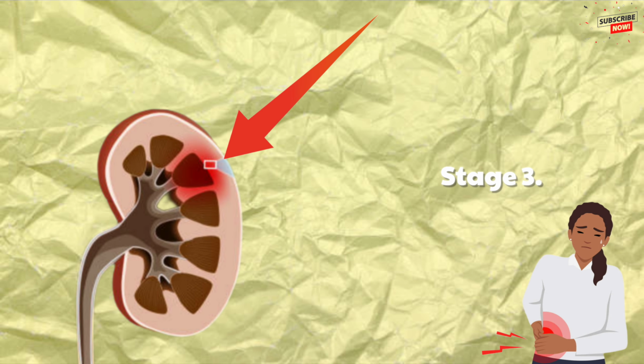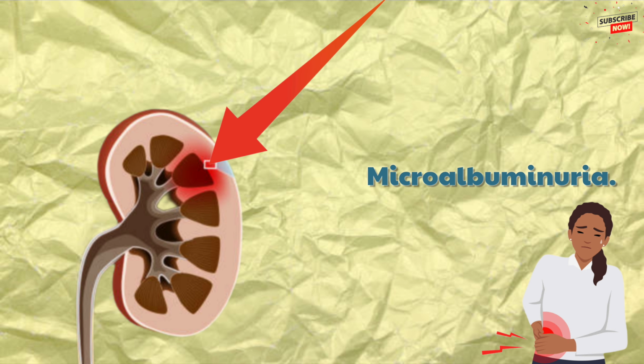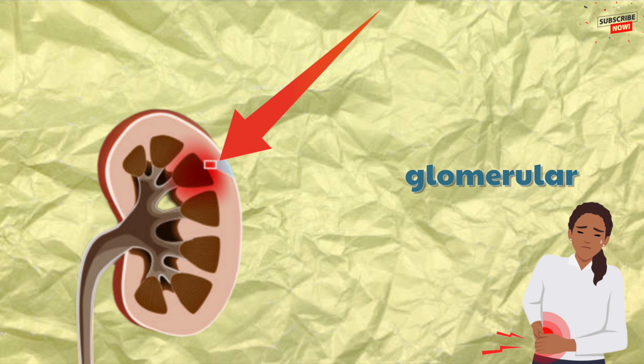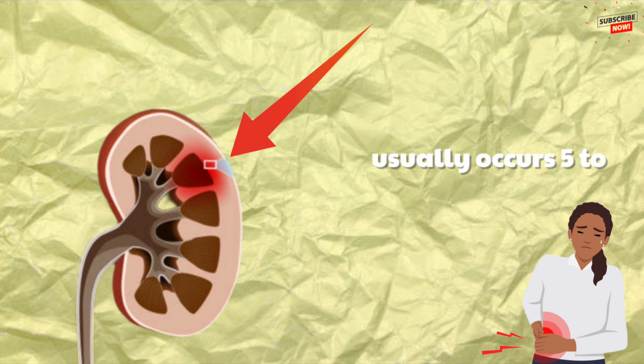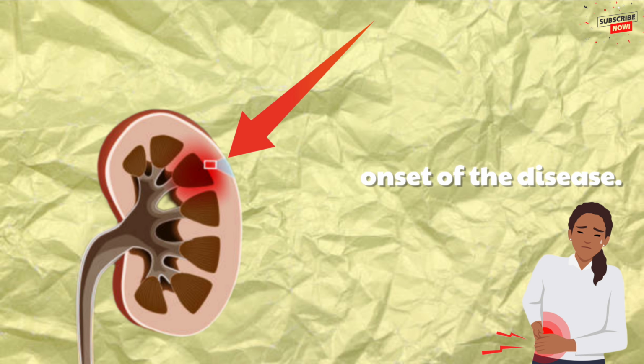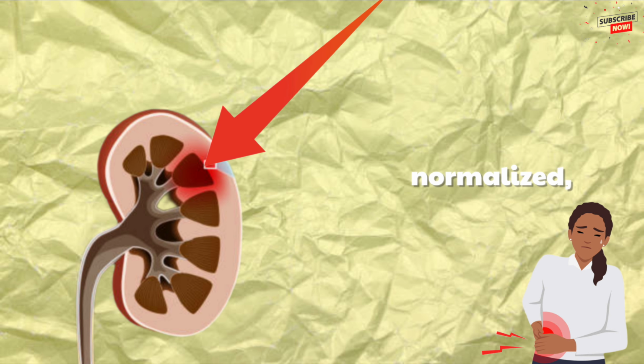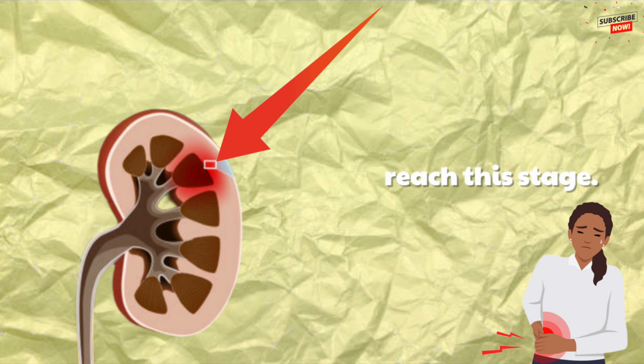Stage 3. Microalbuminuria. This is the initial nephropathy, the first clinically detectable sign of glomerular damage. It usually occurs 5 to 10 years after the onset of the disease. Blood pressure may be increased or normalized, and approximately 40% of patients reach this stage.